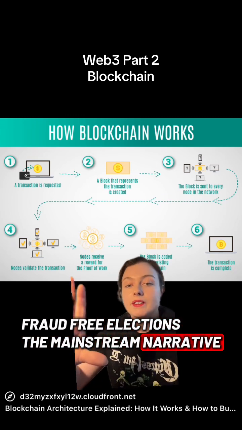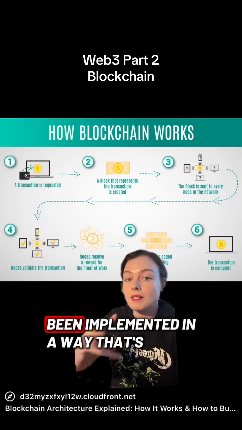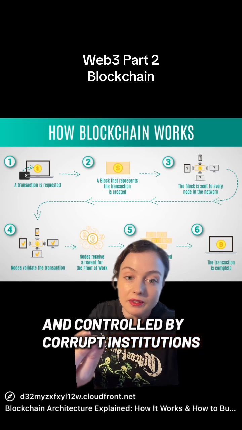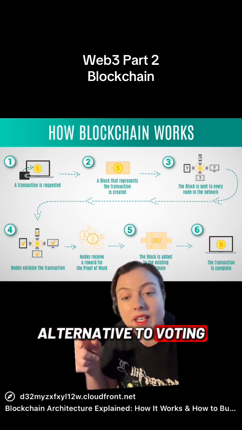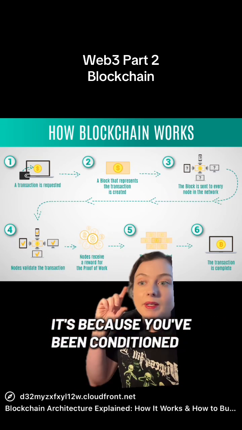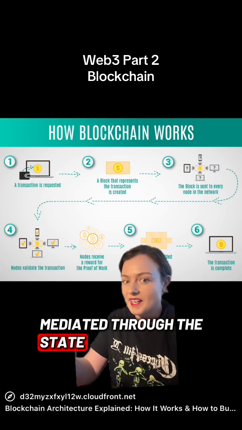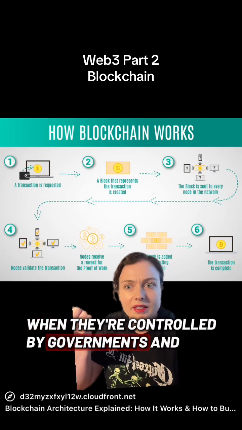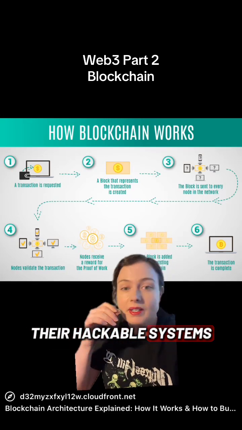The mainstream narrative is that digital voting is insecure, but digital voting has only ever been implemented in a way that's centralized and controlled by corrupt institutions. The moment you mention this decentralized alternative to voting, people instinctively dismiss it. That's not because it's not workable, it's because you've been conditioned. You believe that democracy must be mediated through the state. You think that voting machines are corrupt, and yeah, they are when they're controlled by governments and corporations, and we have election fraud, and they're hackable systems.